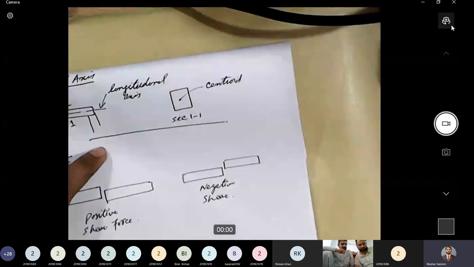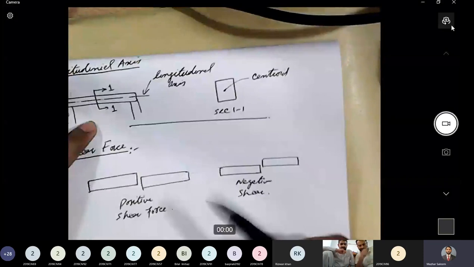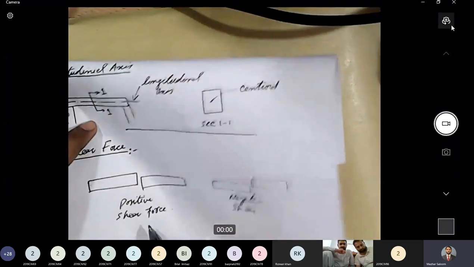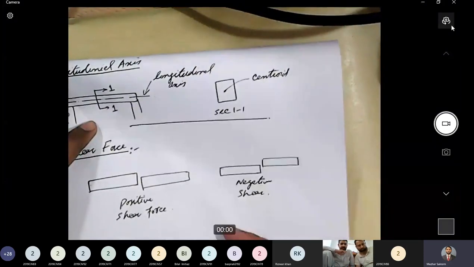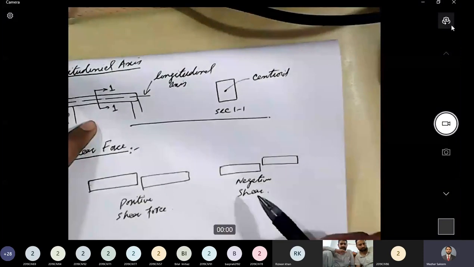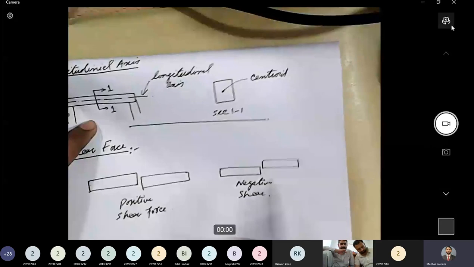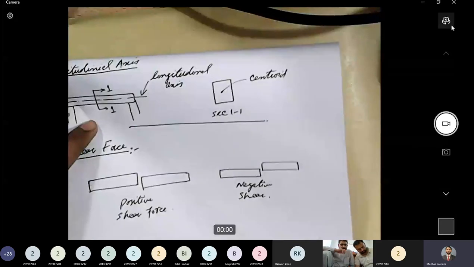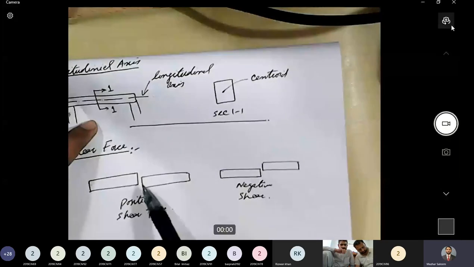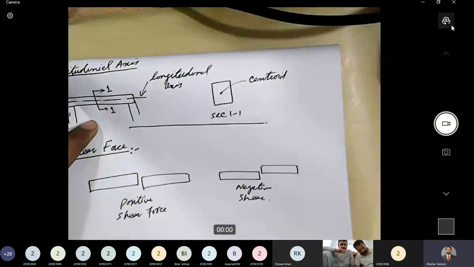We will be using these terminologies, like we will be dealing with shear force all the time in this coursework, positive shear force and negative shear force. We will see how to calculate these forces later on, but at this point you should be clear about what a shear force is. Shear force, I repeat, is a force that has the tendency to slide two parts of a section against each other. So that force is shear force.